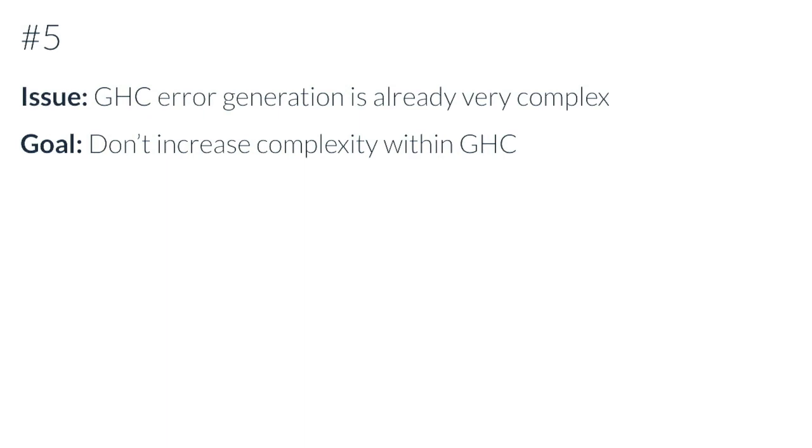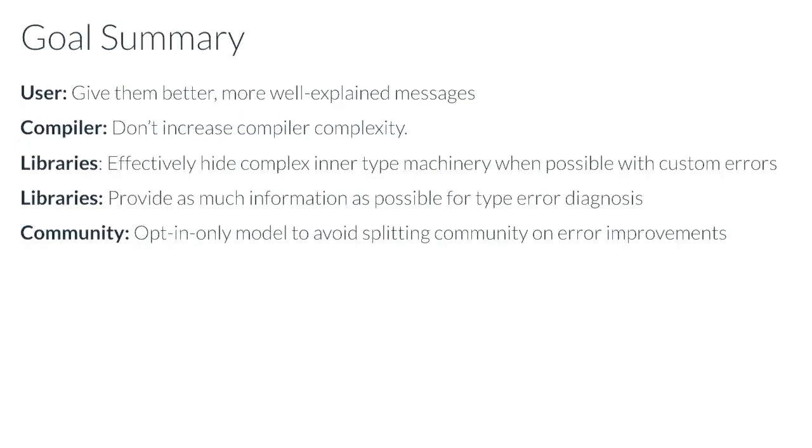So if we want to do something in this sort of sphere, probably don't go changing the entire system, ripping things out and plugging things back in. Try to keep things relatively minimal when it comes to increasing complexity within GHC. So, right, those are the sort of 5 goals and issues. This is your goal summary map. These are the sorts of things that we have in mind, right?